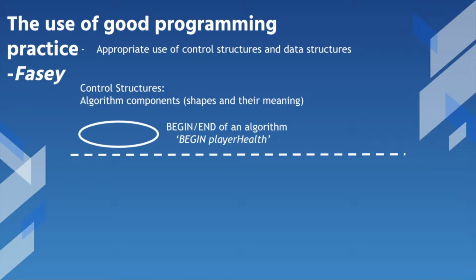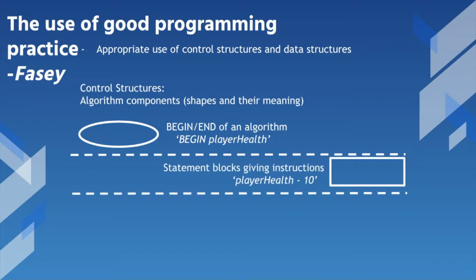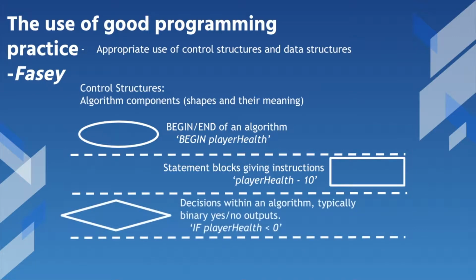So continuing, we have the control structures, so algorithm components, and that's the shapes and their meaning. Firstly, we have the circle, which is the begin or end of an algorithm, and the example is like begin player health. Then we have statement blocks that give instructions, and these will go down through the algorithm, and they're probably your most common ones, for instance, player health minus 10, which will make the player health variable negative 10. And then we've got the diamonds, which are decisions within an algorithm, and are typically binary yes or no outputs. So if player health is less than 0 is an example.